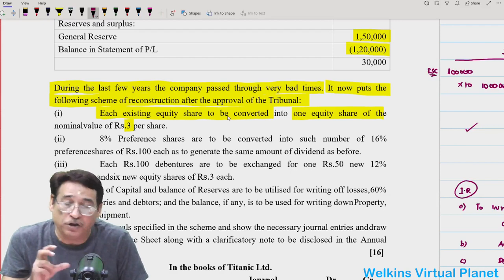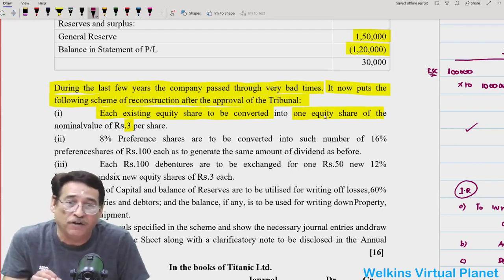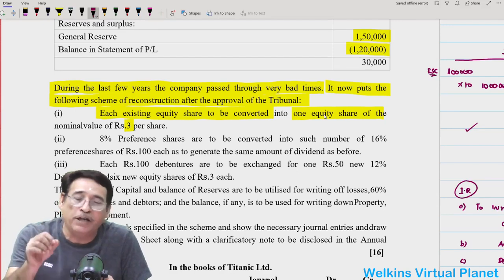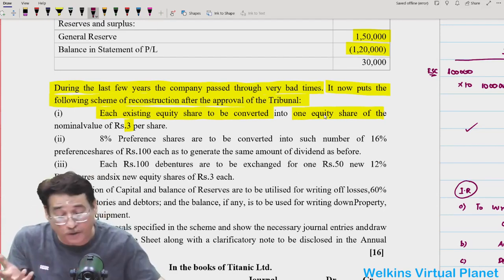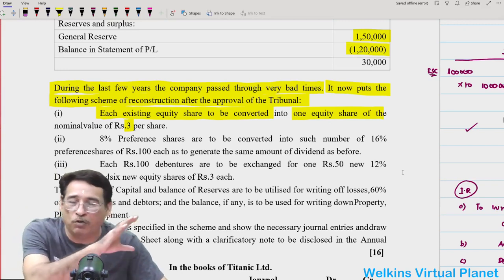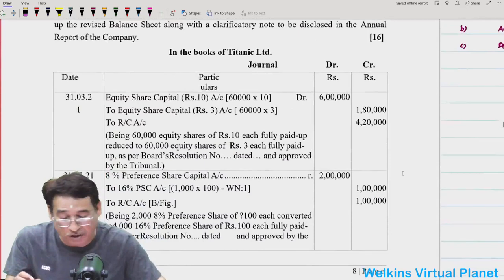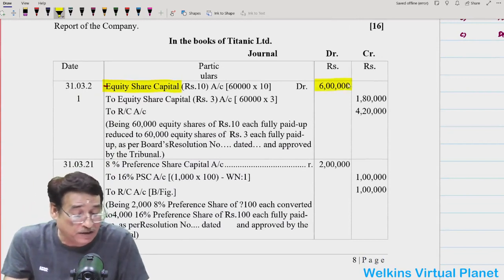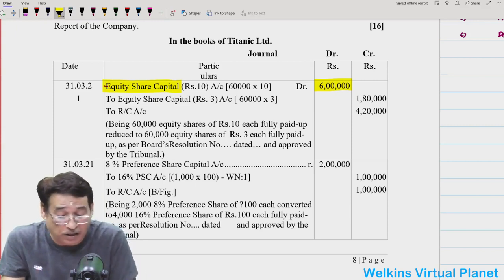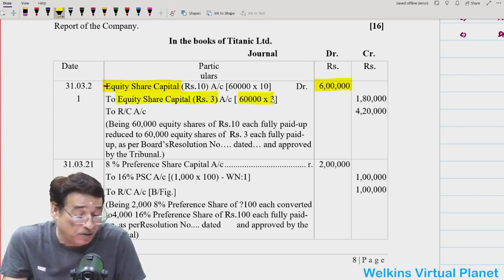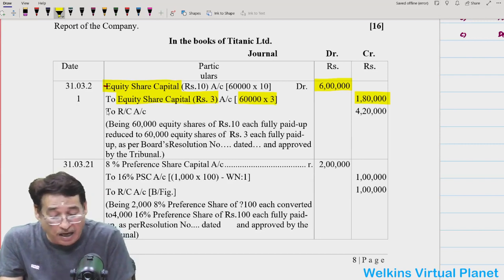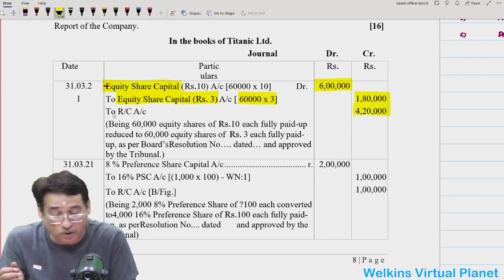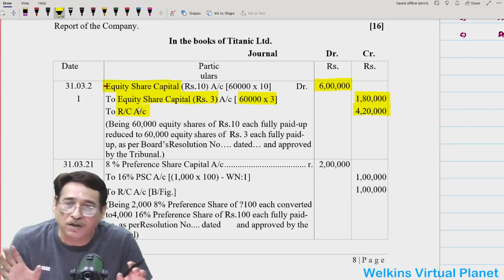Each existing equity share is to be converted into one equity share of 3 each. So each equity share, which is at this moment of 10, is being reduced to 3 per share. What will be your entry? Equity share capital old account debit, to new equity share capital, to reconstruction account. This is the entry which we have to pass. As we can see, our old equity share capital is 60,000 shares of 10, that is 6 lakh, correct? Now we have reduced it to 3, so the new equity share capital is 60,000 into 3, 1,80,000. In the new balance sheet, equity share capital will figure at 1,80,000. And this is the gain to us, to reconstruction account, 4,20,000. Is it clear to you?